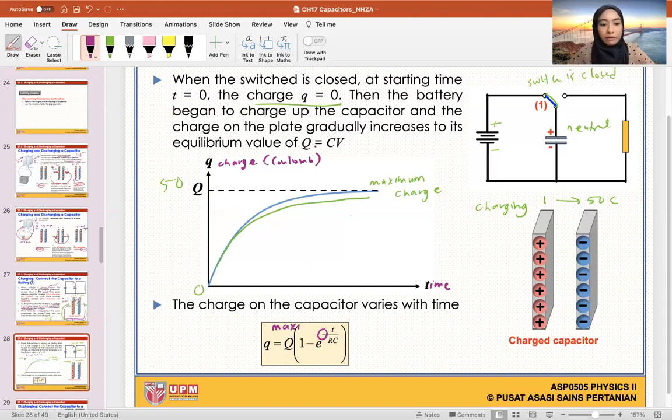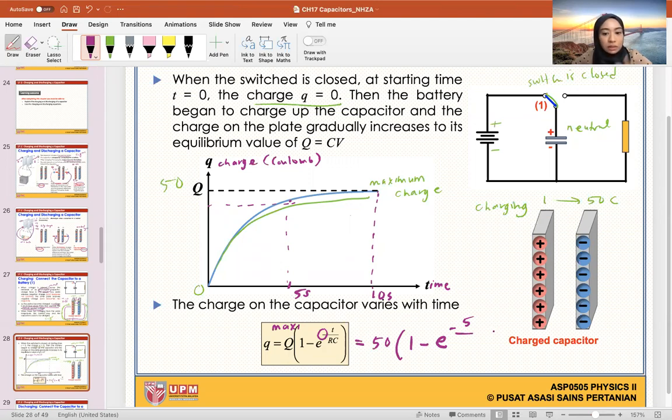So this graph actually tells me how many charges are there over the time that I am charging the capacitor. So let's say the time to reach the maximum Q is at 10 seconds. But I want to know, hey, what is the charge of this capacitor when it is at 5 seconds? Just looking at this graph, I can't say accurately what is the amount of charge that the capacitor currently has. So I use this equation: Q equals maximum, which is 50, times 1 minus e to the minus 5 seconds over RC.